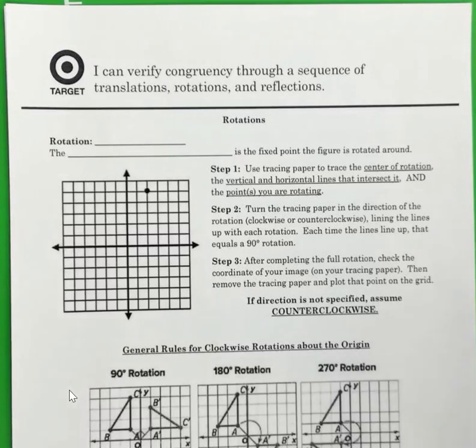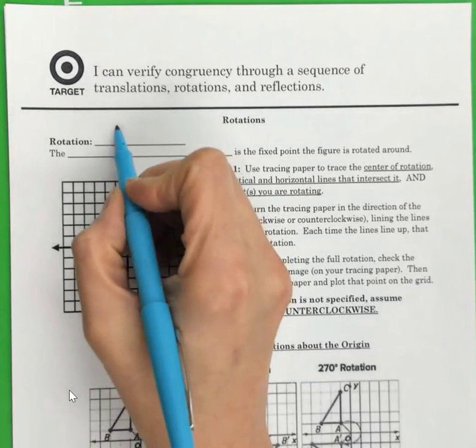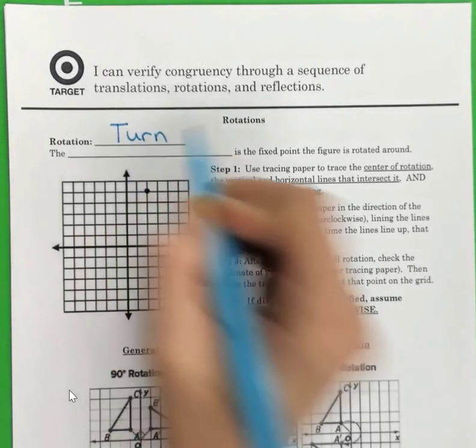Today we are going to be finishing up our Learning Target 1 from Unit 5, which is I can verify congruency through a sequence of translations, rotations, and reflections. Previously we've talked about translations, which have been where we take our pre-image and we slide it across our coordinate grid. We've talked about reflections, which is where we take our pre-image and we flip it across a line of reflection. And today we're going to be talking about rotations, which is where we are going to take our pre-image and turn it to create our image.